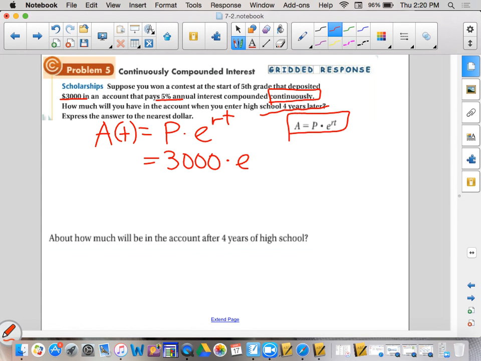I know that I'm going to write e down. What is my rate? 5%. The rate has to be put in decimal form, so what is my decimal going to be? 0.05. And then my time? 4 years. So in my calculator, I'm going to put 3,000 times e raised to the 0.05 times 4.